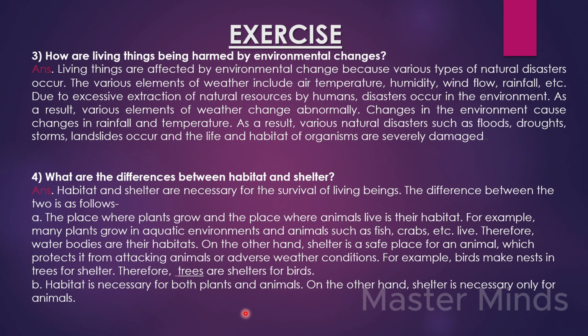Question 3. How are living things being harmed by environmental changes? Answer: Living things are affected by environmental changes because various types of natural disasters occur. The various elements of weather include air, temperature, humidity, wind flow, rainfall, etc.